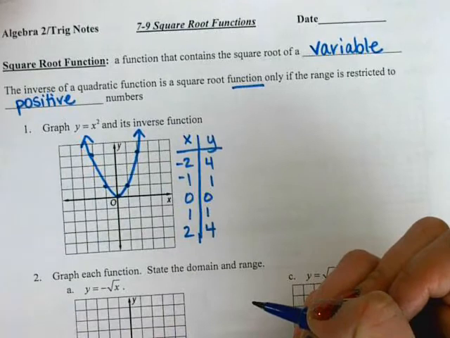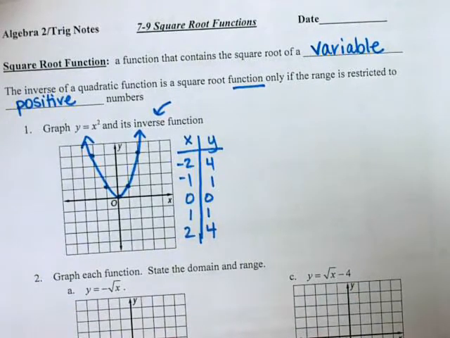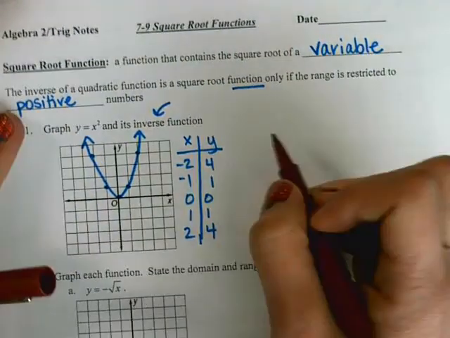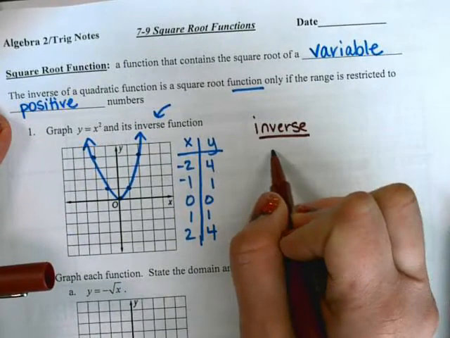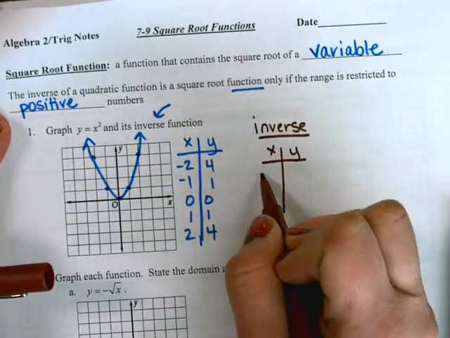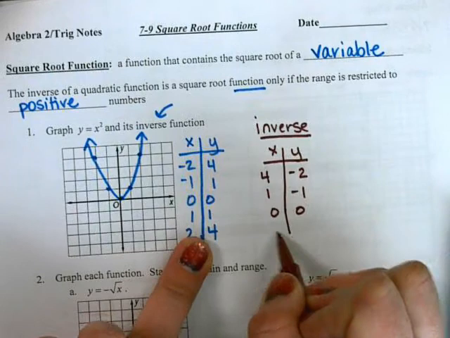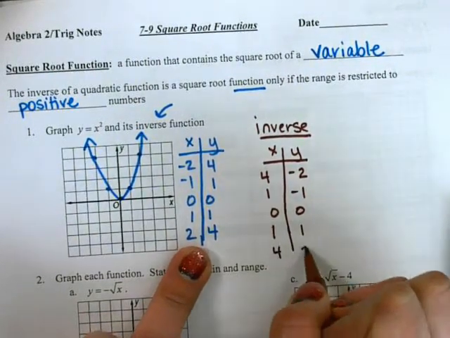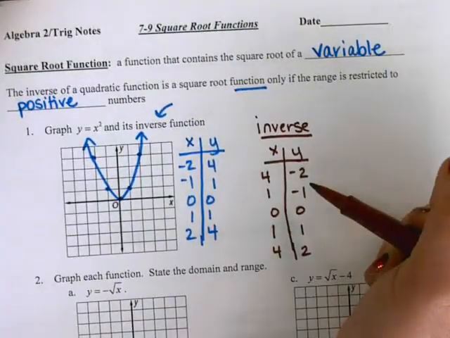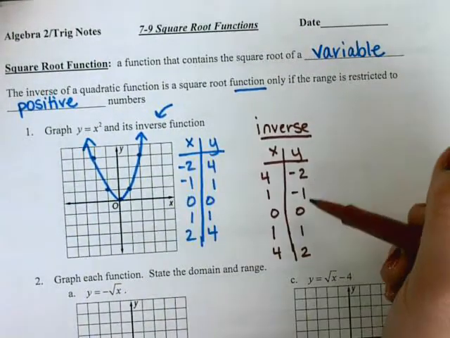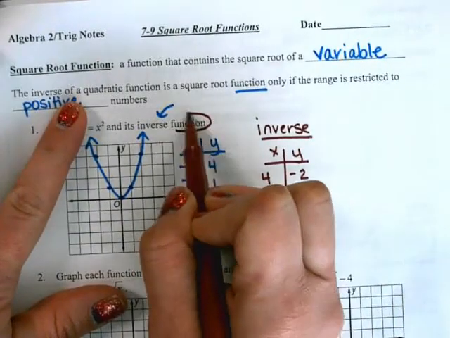Now, remember when we found the inverse, we switched the x and the y, right? Well, if I were to do that, I get 4 goes to -2, 1 goes to -1, 0 goes to 0, 1 goes to 1, and 4 goes to 2. What's happening? It's not a function anymore, right? So 4 is going to -2, and it's going to +2. So I get a sideways parabola, but it says it's inverse function.